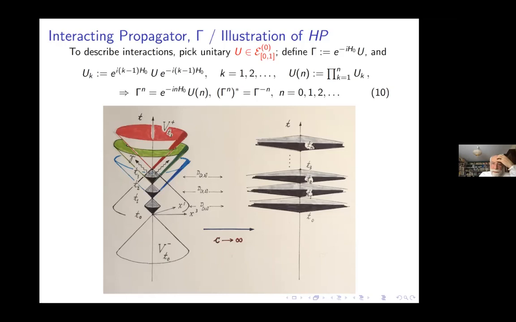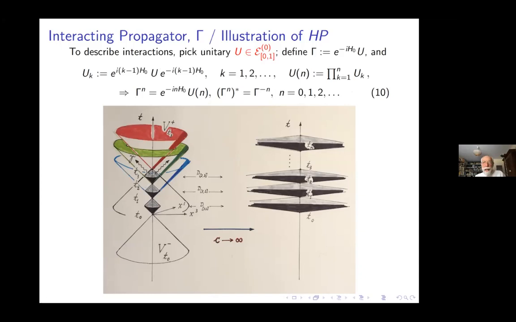So I take an operator that belongs to this algebra generated by field operators in the space-time diamond, tensored with arbitrary bounded operators on the atomic Hilbert space. I define gamma to be the free propagator of the electromagnetic field, e to the minus i h zero times u. That's a unitary operator. And then I define u sub k to be the operator u transported with the free photon dynamics to a later space-time diamond. U of n is simply the product from 1 to n of the operators u sub k.